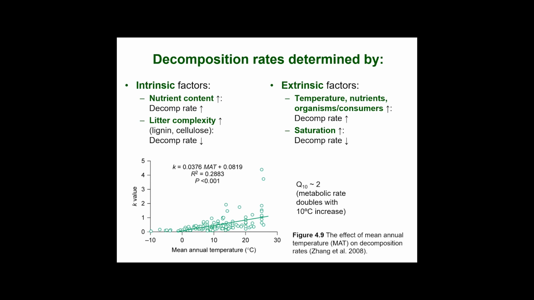Here is a figure that shows the relationship specifically with temperature, just one of these factors. If we look at mean annual temperature along the x-axis and the decomposition constant, the rate of decomposition along the y-axis, we see that decomposition rates increase as temperature increases. And this is a pattern that we would typically see. And this, of course, influences nutrients that are available to plants.